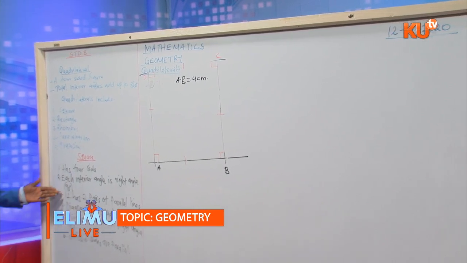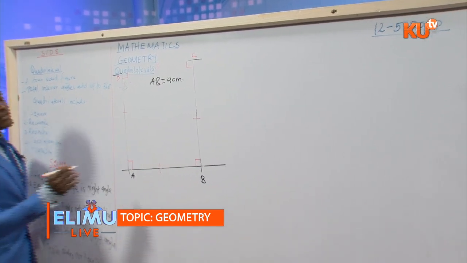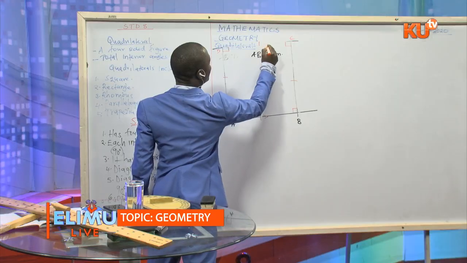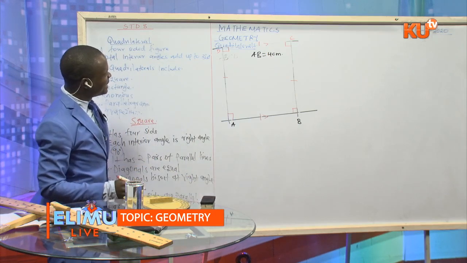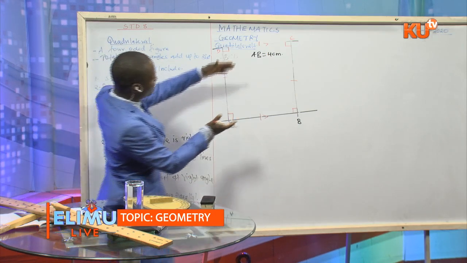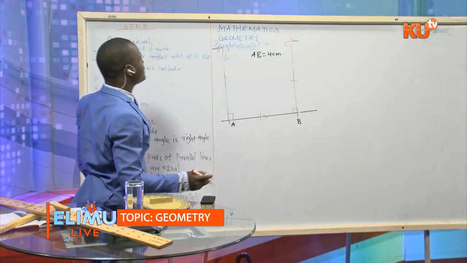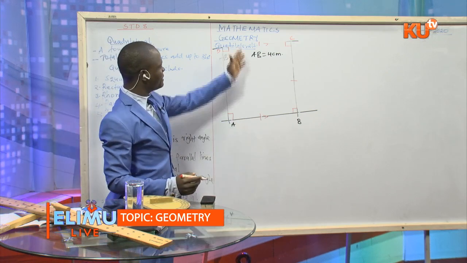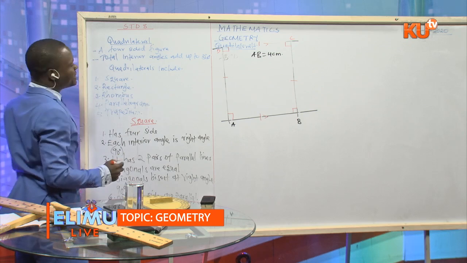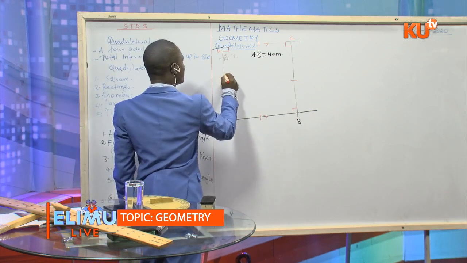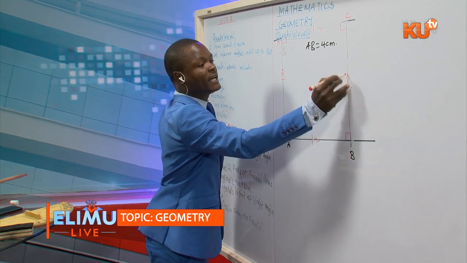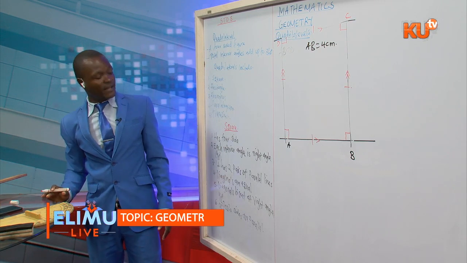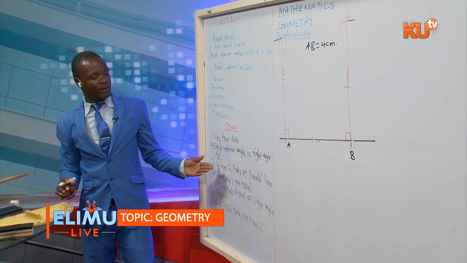Then after that, we have also said that it has 2 pair of parallel lines. So line AB and line DC are parallel. Parallel lines are lines that cannot meet. So even if you extend, they will still not meet. So this is one pair. And then we also have line AD and BC, which are also parallel to one another. And that's why here we have said it has 2 pair of parallel lines.